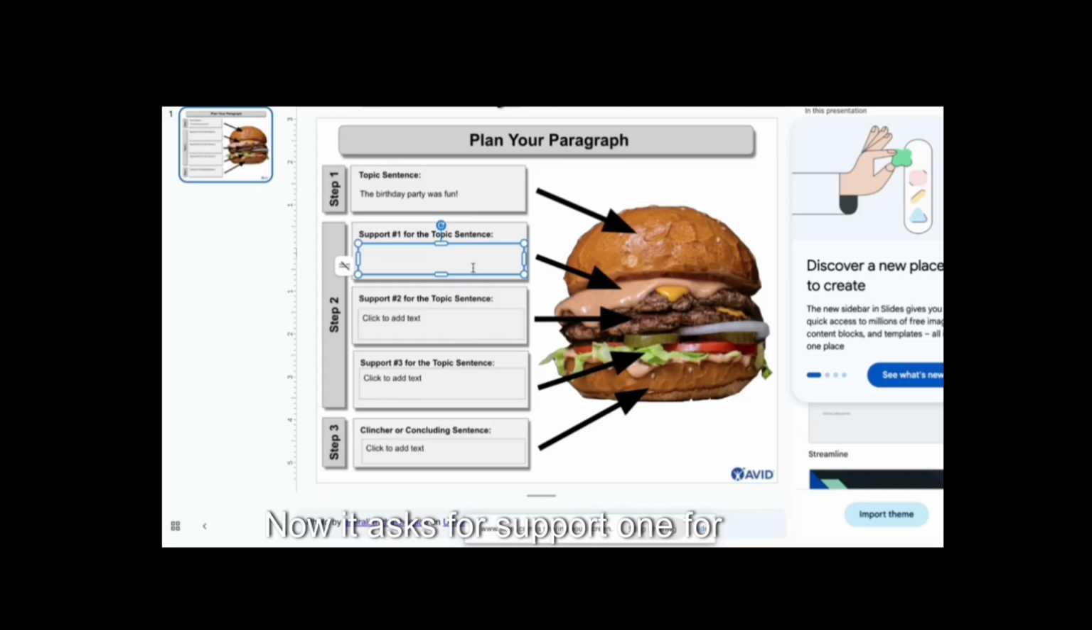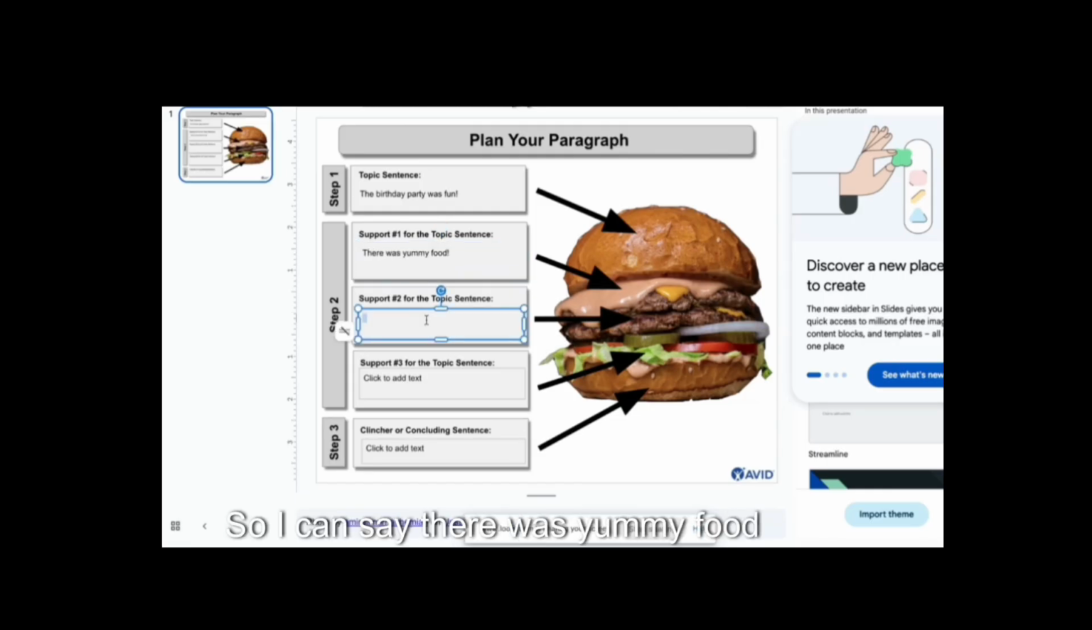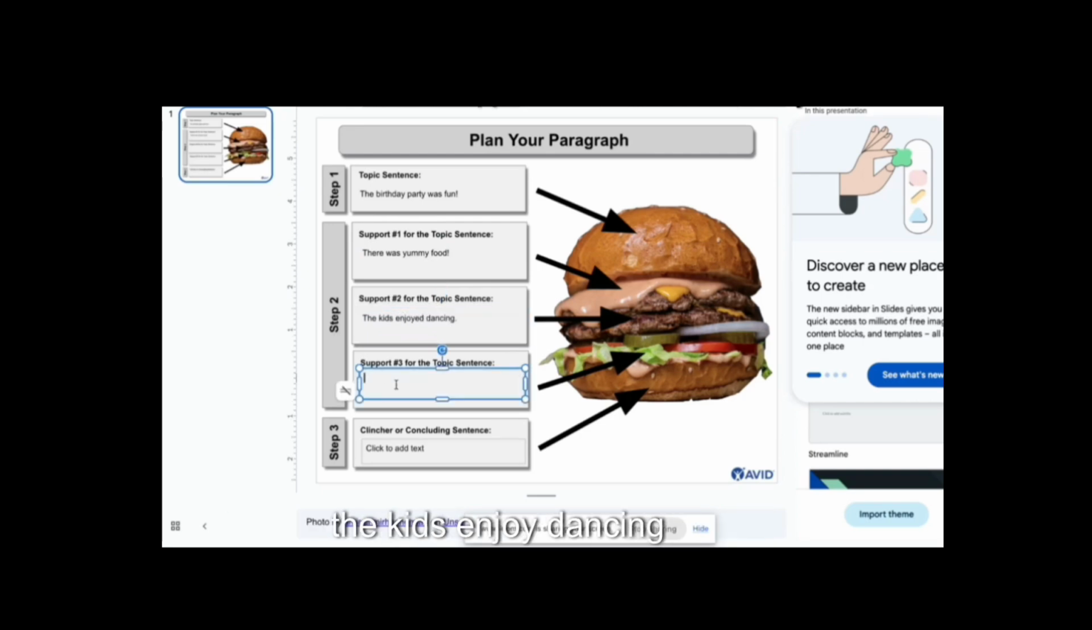You may also hear text evidence. What evidence do you have that it was fun? So I can say, there was yummy food. Support number 2, the kids enjoyed dancing. There's music and dancing at this party. And support number 3 was my daughter got to help open presents.